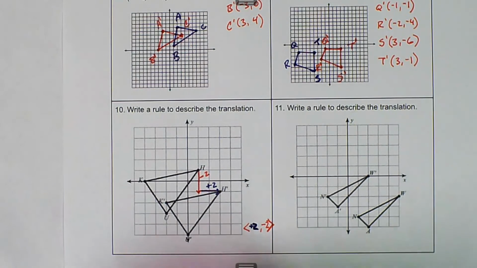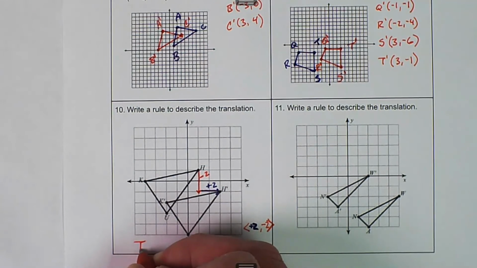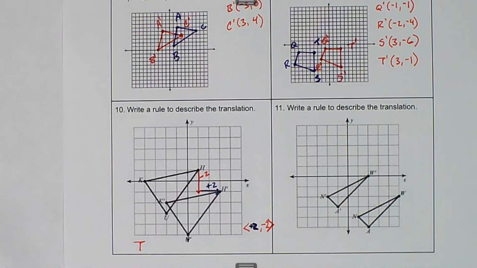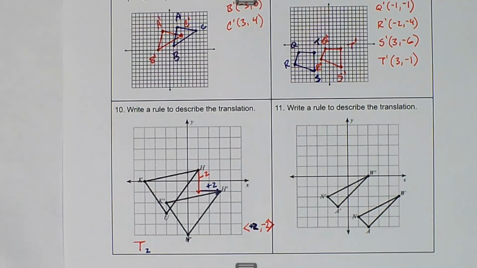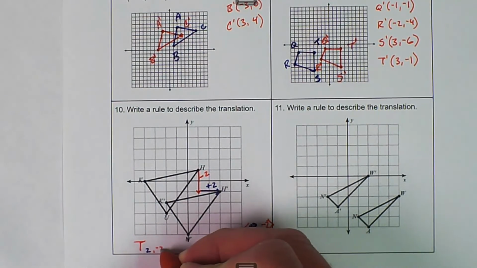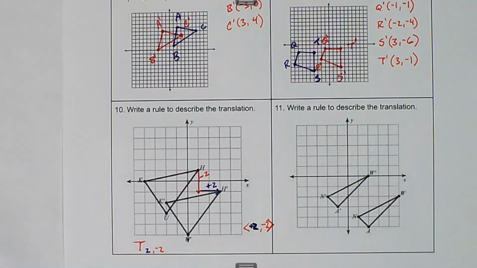The other way we could write it is as a transformation with a capital T, where in the X direction we are shifting positive 2, and in the Y direction we are shifting negative 2, and we're going to apply that to all X and Y coordinates.